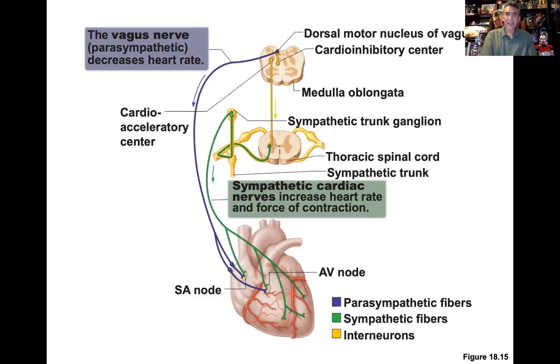So the book has some decent pictures on this. I don't want to get so bogged down in all the nerves from last semester, but I just want to show you here. There's our SA node, AV node, and we have our, again, sympathetic fibers in green. So we are stimulating the SA node. We can stimulate the AV node, the myocardium itself, and then the coronary vessels as well. Right? So in green, sympathetic, speeding up, positive chronotropic situations.